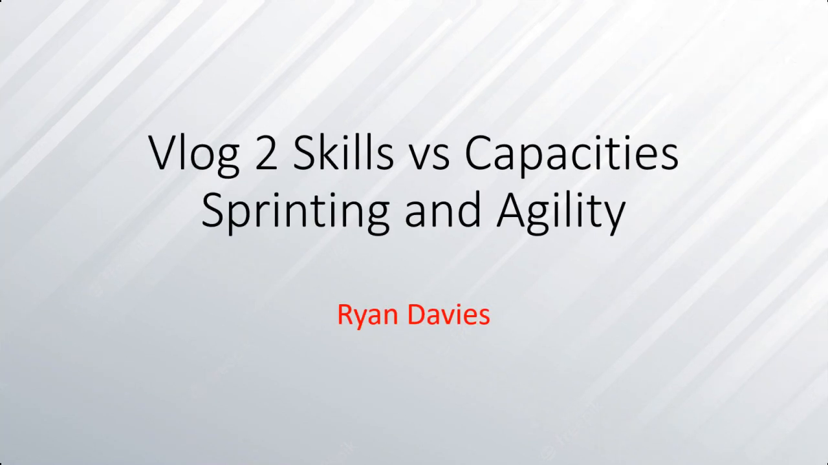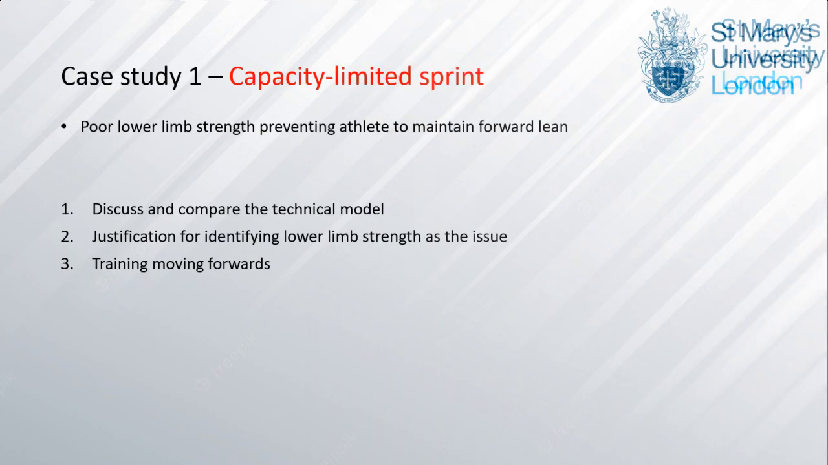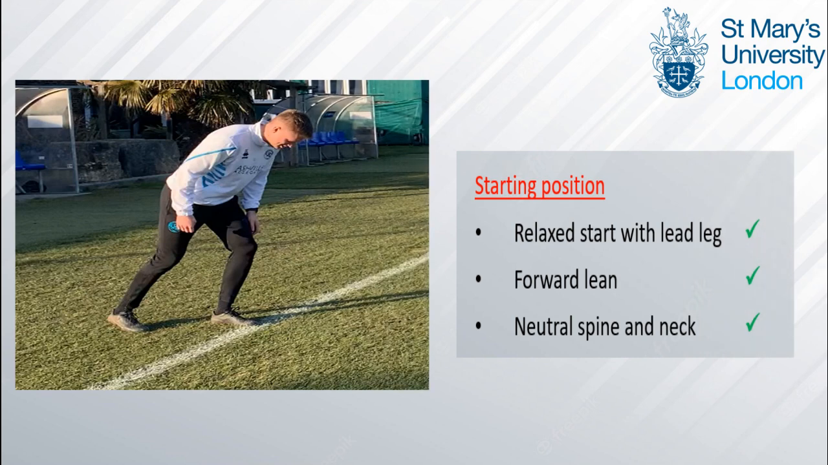Hello and welcome to my second vlog on skills versus capacities. The first case study will concern an athlete with poor lower limb strength, preventing them from maintaining a forward lean during the acceleration phase. I will discuss the technical model, provide a justification for the conclusion and training moving forwards.